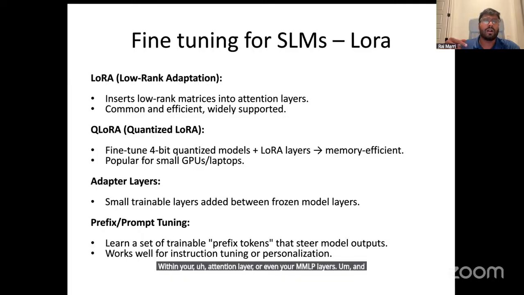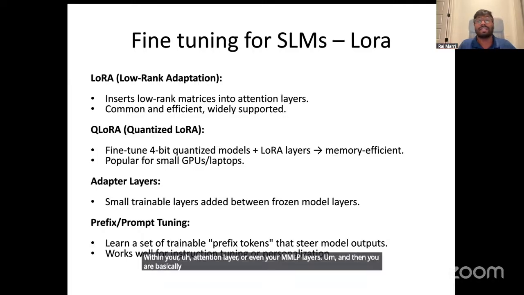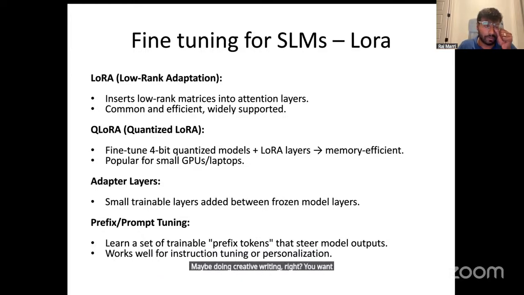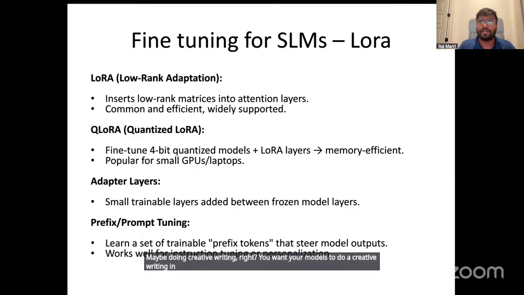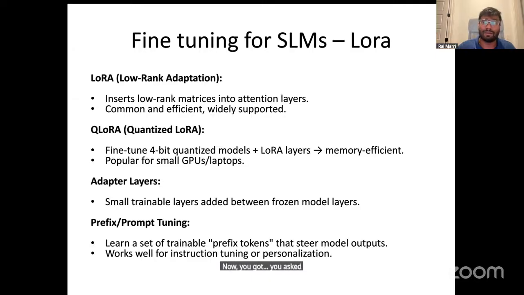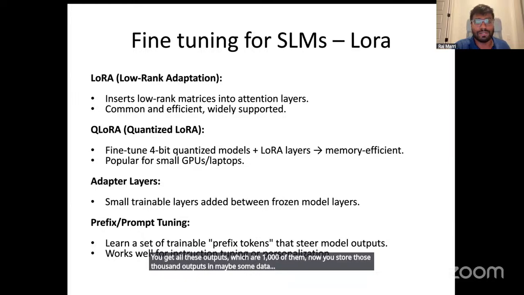Then you first create a subset of tasks. Say you want your LoRAs or your models to do creative writing in a specific domain, maybe creative writing about history. That is a use case for which you want to fine-tune your small language models, and ChatGPT is already doing great. Now you ask ChatGPT to generate maybe 100 or 1,000 of these different creative writings in history. You get all these outputs, 1,000 of them. Now you store those 1,000 outputs in some data storage, maybe in databases or S3 buckets.